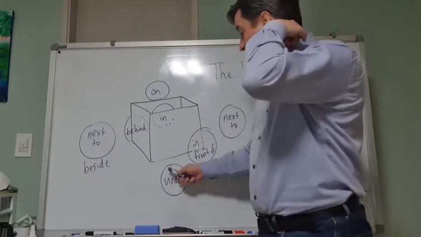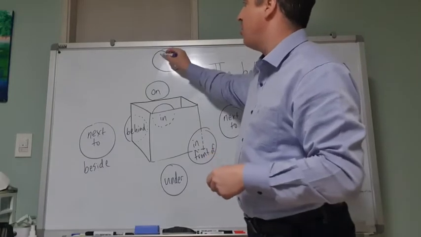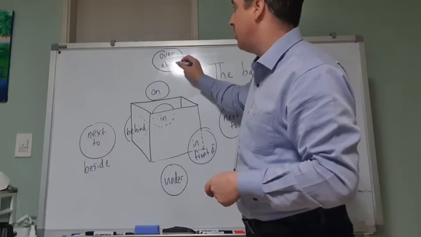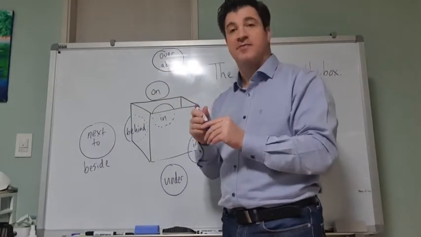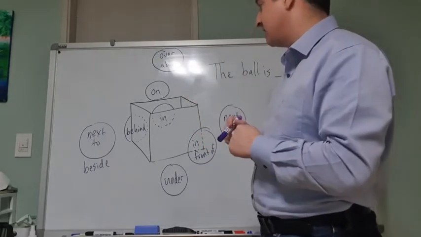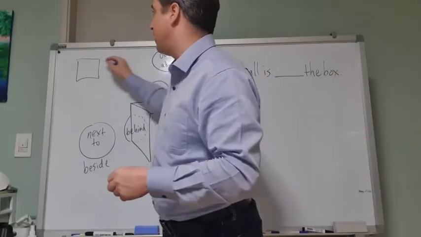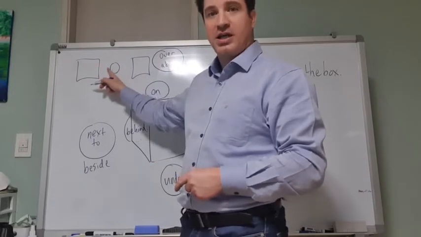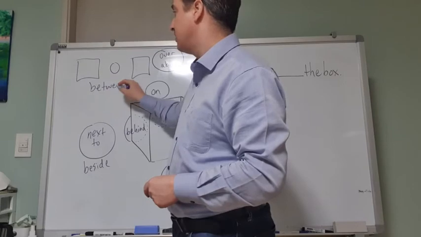Also, the opposite of under is up here, over. Either over or above. Over and above, same meaning. No difference at all. The ball is over the box. And the only other one that's important to know right now: the ball is between the boxes.